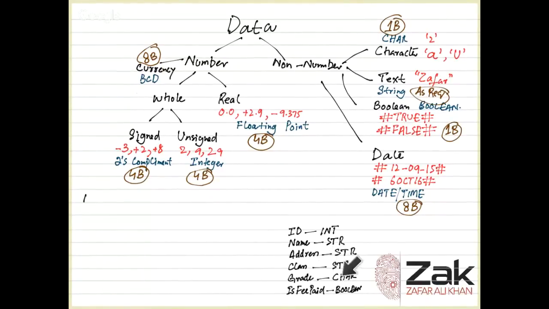Grade is always a character, is fee paid, whatever the identifier with interrogative sense in it should be boolean. Then secondly, you will be asked what would be the size of the report, so you would have to actually take into consideration what size is given to what type.